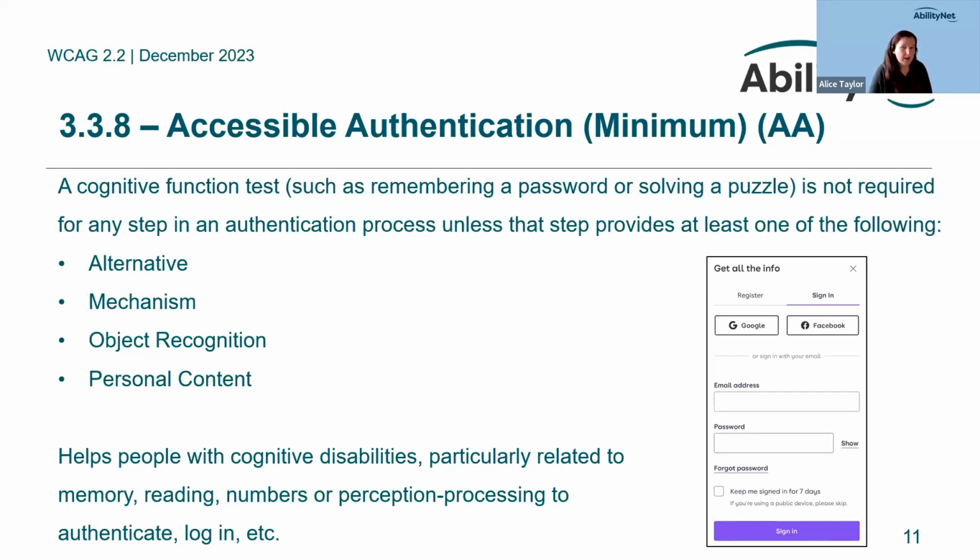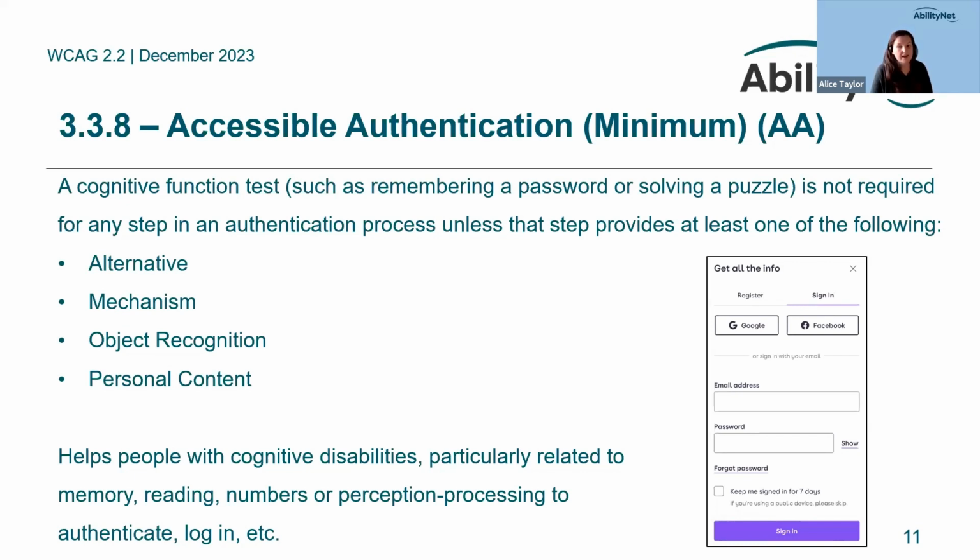Or there should be a mechanism. This mechanism should be available to assist the user to complete that cognitive function test. So for example, if the user was being asked for their password, there could be support for password entry from a third-party manager, or it could be the ability to copy and paste that password, or it could be biometrics on a mobile phone, so Face ID, for example.